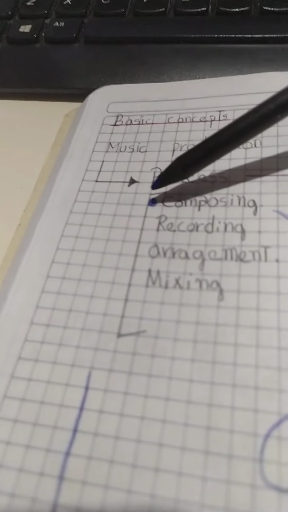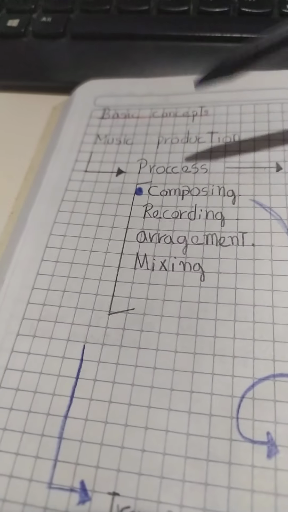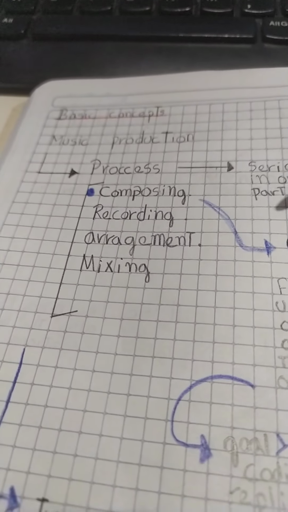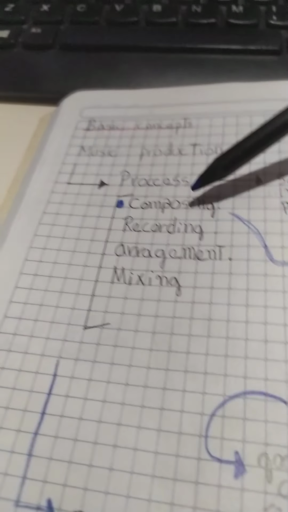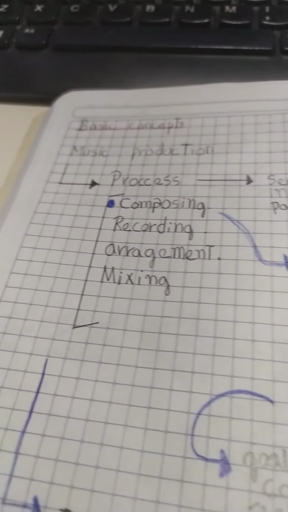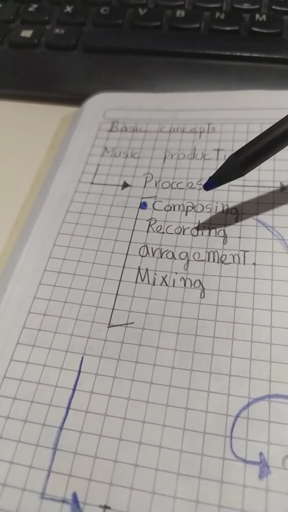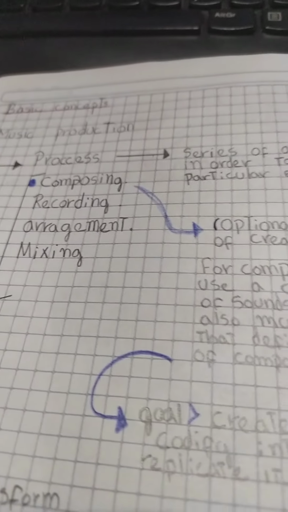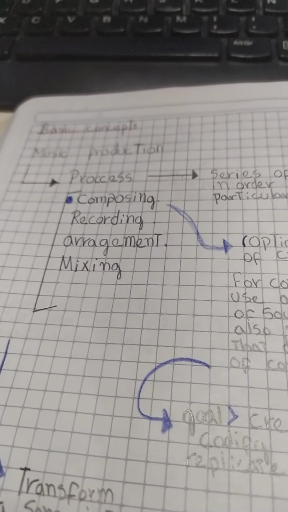So I use blue for composing because this is optional. You don't need to compose a song in order to produce it. You can produce someone else's composition. Or I added it because some producers, and I also, want to compose and produce my own compositions. So it's important. It can be a part of the process of making a song, which is the music production. So it's really important to mark it, but I put it in blue because it's optional. Because this is another process, the process of creating music.